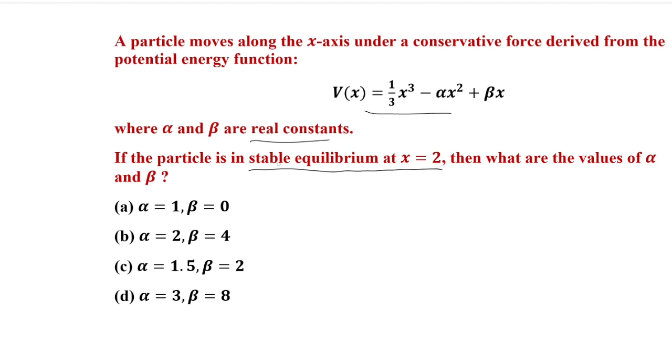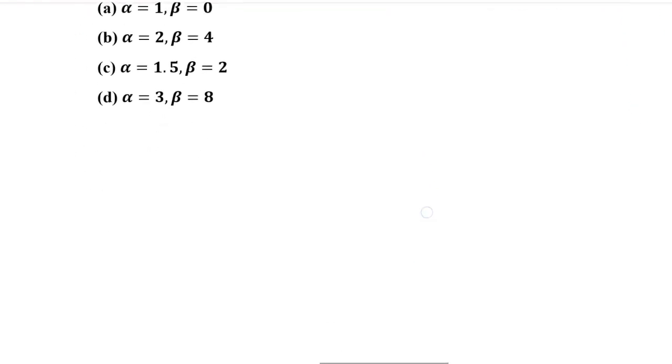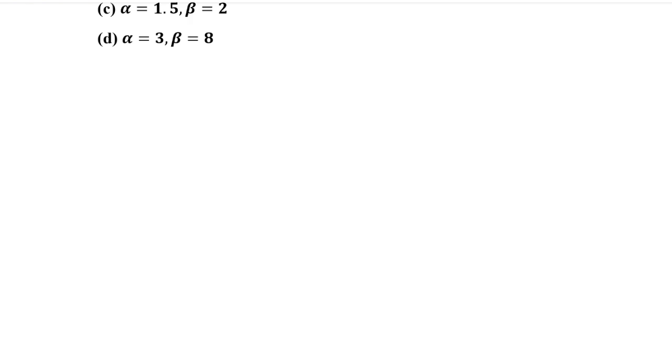Okay, here they directly mention that the particle possesses a stable equilibrium at x is equal to 2. So now we need to find alpha and beta. Okay, so that is our condition. V of x is equal to 1 by 3 x cube minus alpha x square plus beta x.